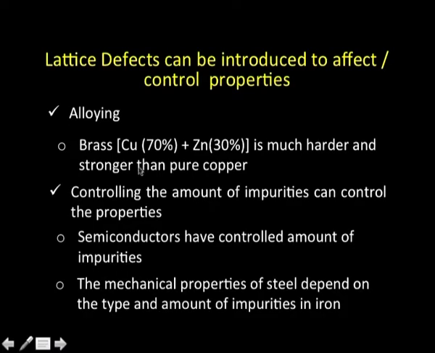Another example, we can even control the amount of impurities or the defects in a given crystalline solid to control the properties. One typical example happens to be that of semiconductors, about which we will be talking at a later stage in much detail. We find that semiconductors have a controlled amount of impurities, means we can control the amount of impurity in them and control thereby their conductivity. Further, we also know that the mechanical properties of steel depend on the type and amount of impurities in the iron, because we take iron and put different kinds of impurities, we get a variety of steels.